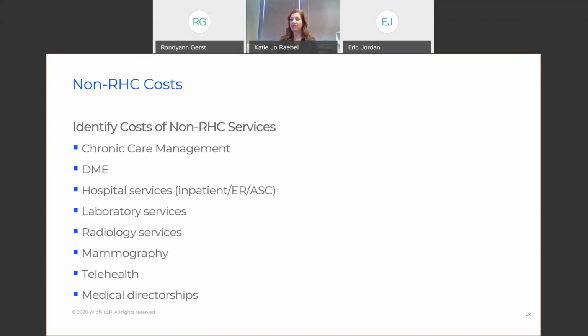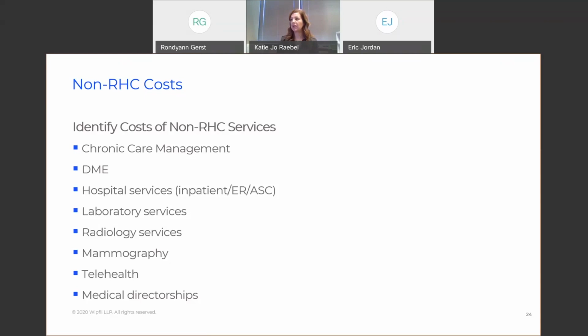We also, again, have hospital services. We provide those services, but they're not paid or billed under our rural health clinic number. We want to exclude those costs from our all-inclusive encounter rate. I mentioned lab services and the technical component of radiology services. Those are also not paid under our RHC cost per visit. Therefore, we have to treat those expenses differently.